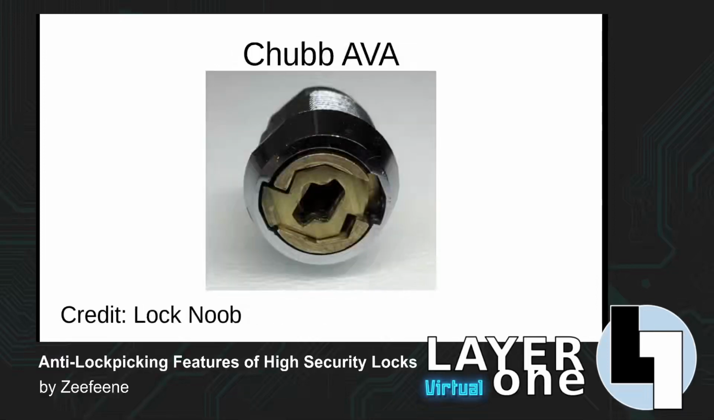A much simplified and much smaller format designed on the same principle is the Chubb AVA. This is a very small wafer lock that is occasionally found in the UK, and it works on the exact same design principles, just with fewer options.